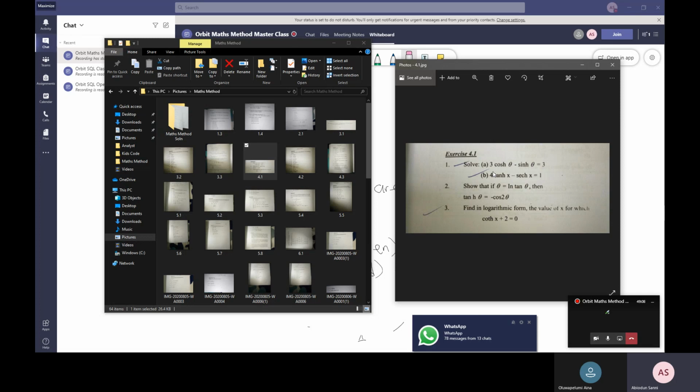Say if theta is equal to ln. Is it supposed to be theta? Let's see how it goes. Now say tan theta is equal to minus cos 2 theta. The third question says find in logarithmic form the value of x for which coth x, that's hyperbolic cot, plus 2 is equal to 0. So let's start from question 3a.